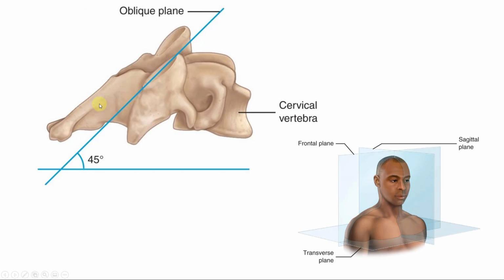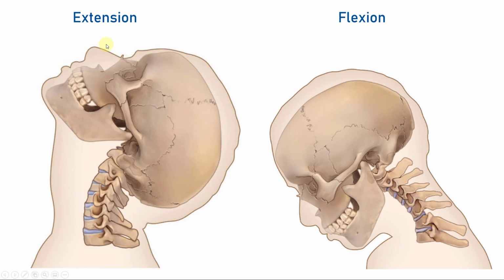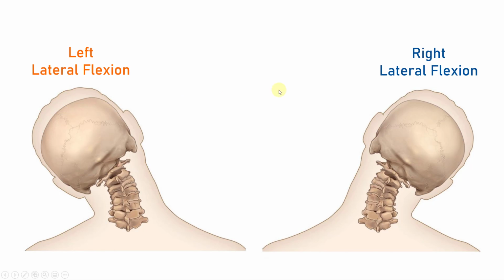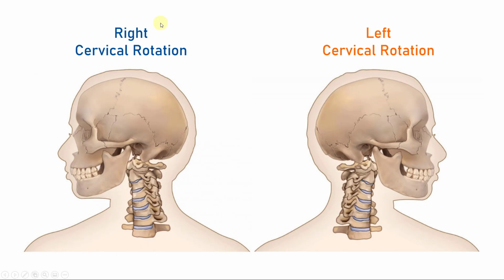Cervical spine has the most degrees of freedom, and it has 3 degrees of freedom. It has the most range in all 3 planes. So you can do extension of the cervical spine, you can do flexion of the cervical spine, lateral flexion to the left, lateral flexion to the right, and then left and right cervical rotation.